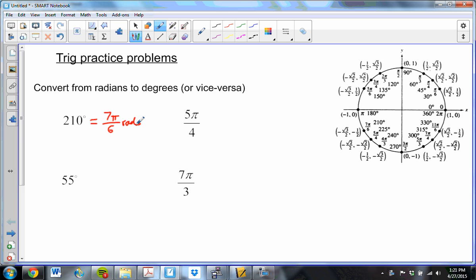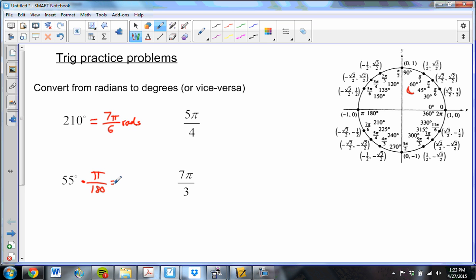And 55 degrees, well 55 isn't on the unit circle. We know it's going to be somewhere in here, between pi over 4 and pi over 3. But when it's not on the unit circle, you have to do your conversion. I'm going to multiply by pi over 180. Most numbers can reduce with 180, so they usually simplify pretty well. Don't make this a decimal, but actually reduce.